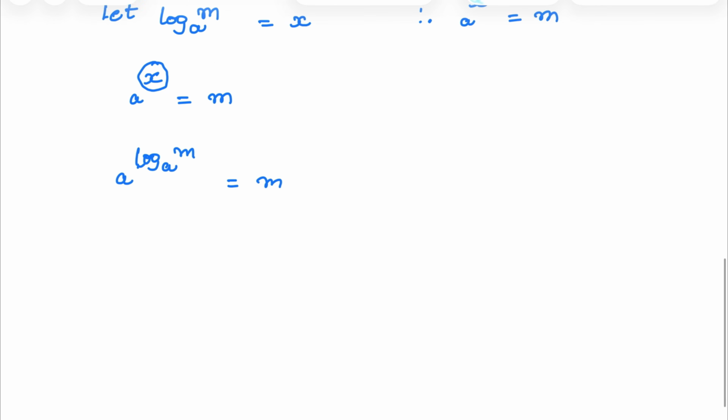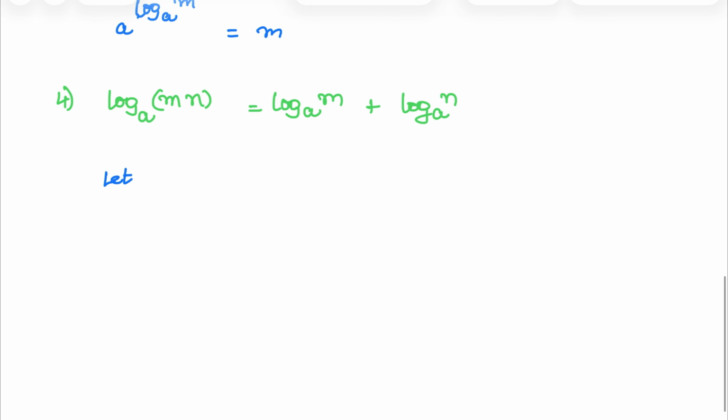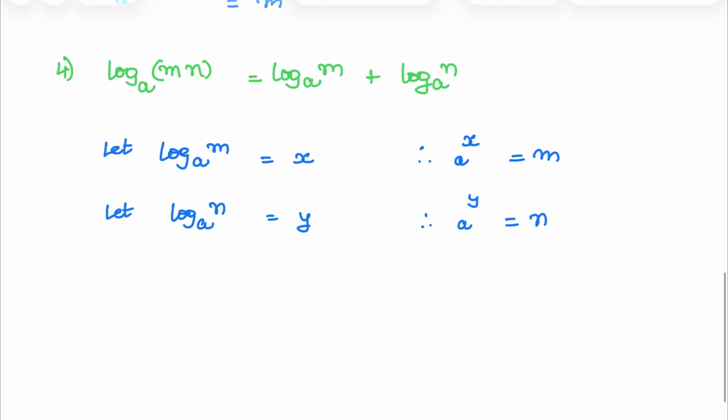Let's discuss the fourth one. Log mn base a equals log m base a plus log n base a. Let log m base a equal x. If we convert it into power, a power of x equals m. Similarly, let log n base a equal y. Therefore, a power of y equals n.